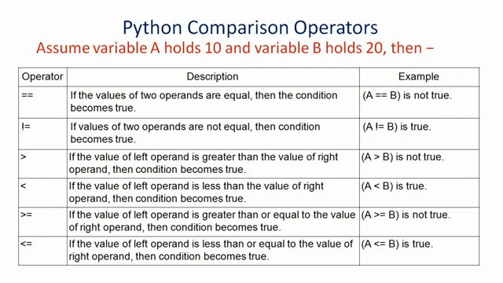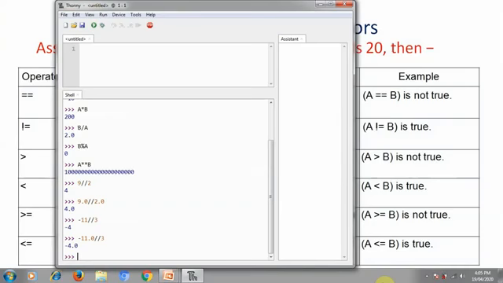Greater than or equal to. If the value of the left operand is greater than or equal to the value of the right operand, then the condition becomes true. Less than or equal to. If the value of the left operand is less than or equal to the value of the right operand, then the condition becomes true. We will execute it in Thonny.